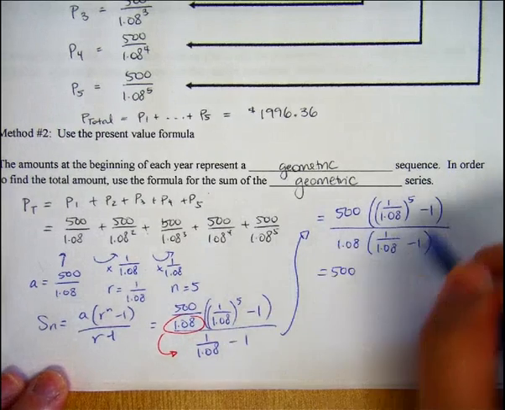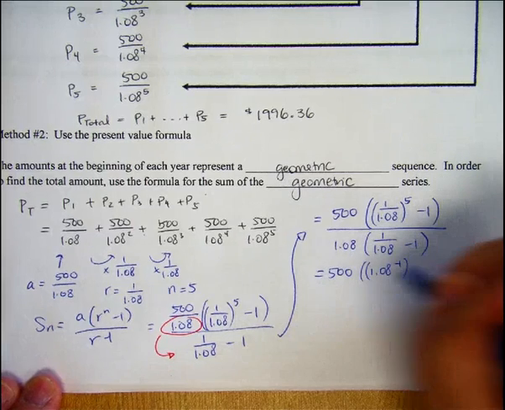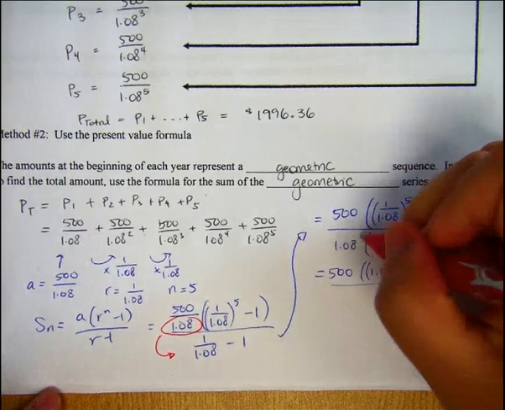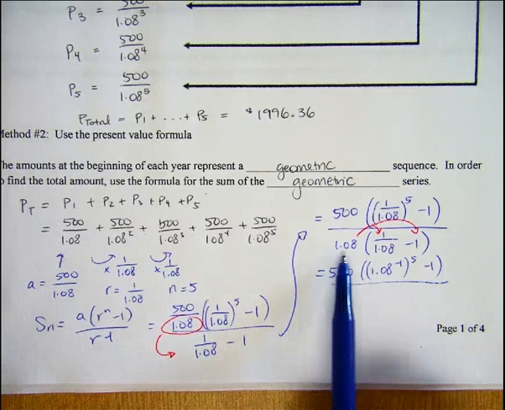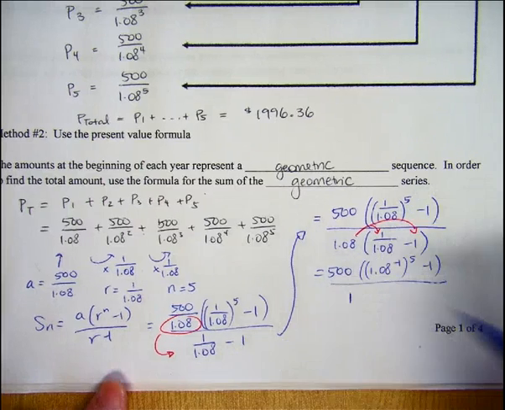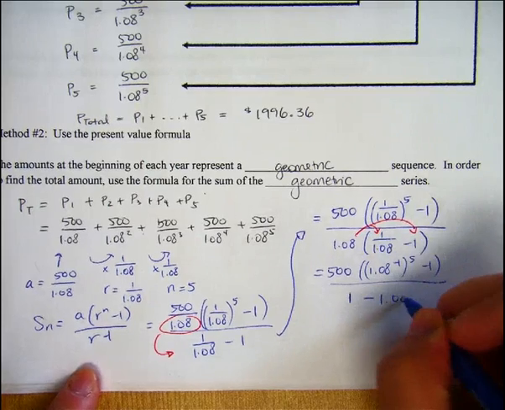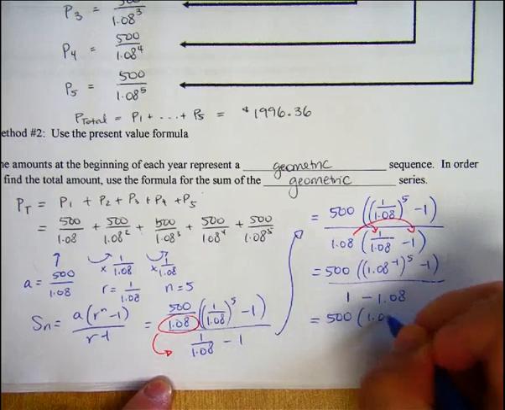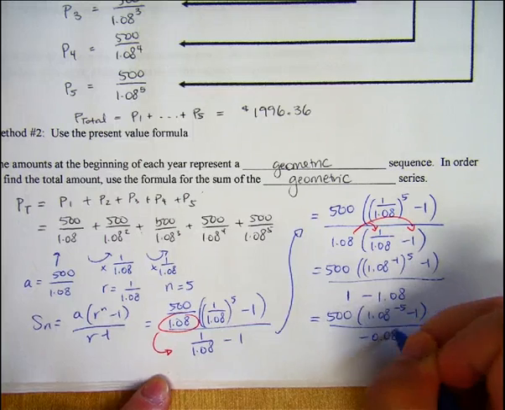Now, this 1 over 1.08, another way to write that would be 1.08 to the power of negative 1, all of that to the power of negative 5. When I distribute, what ends up happening is 1.08 times 1 over 1.08, that just cancels out the 1.08s and we get 1. 1.08 minus 1, so times negative 1, there we go. And now 500, 1.08 to the power of negative 5 minus 1, all over negative 0.08.